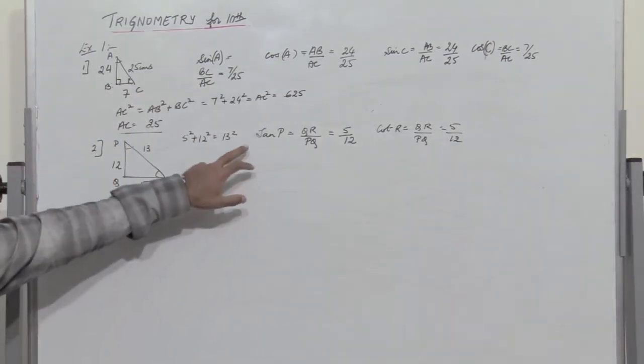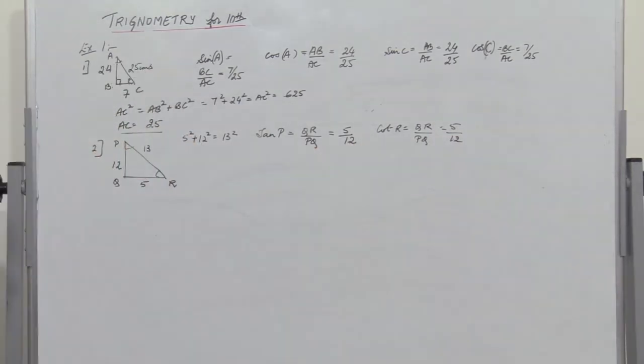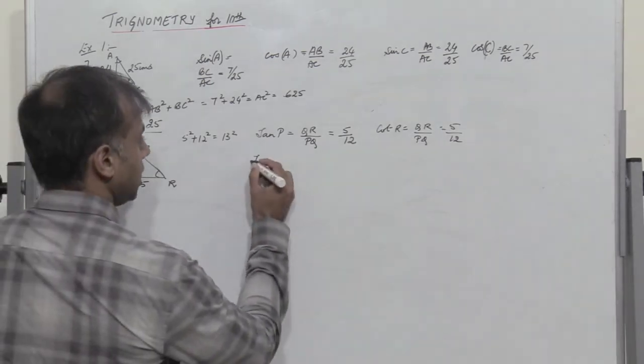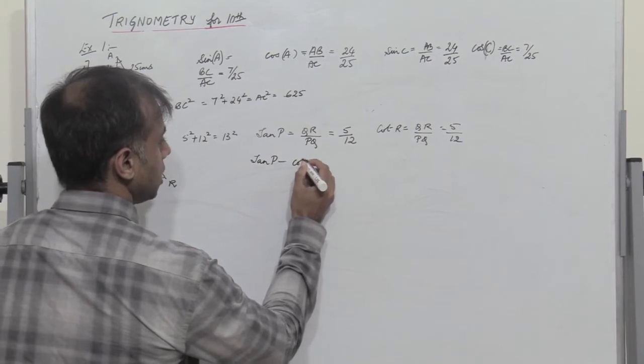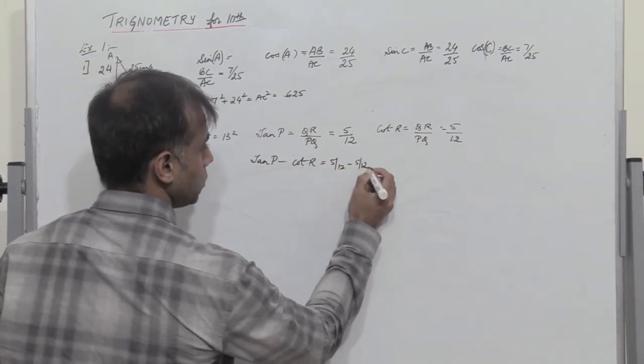So here we observe that tan P and cot R are both one and the same. So we need to find tan P minus cot R, right? So tan P minus cot R is nothing but 5 by 12 minus 5 by 12, so we get 0.